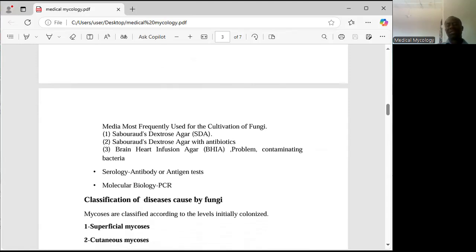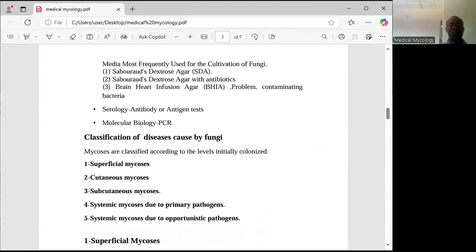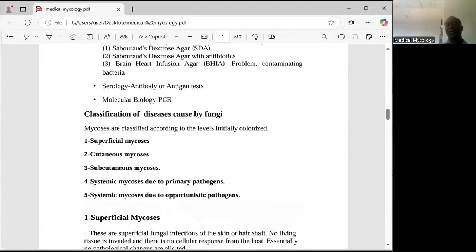Now, classification of diseases that are caused by fungi. Mycosis is a disease caused by fungi. These can be classified into five based on the level they initially colonize. According to the level initially colonized, we have superficial mycosis, cutaneous mycosis, subcutaneous mycosis, systemic mycosis due to primary pathogens, and systemic mycosis due to opportunistic pathogens. Let's take them one after the other.